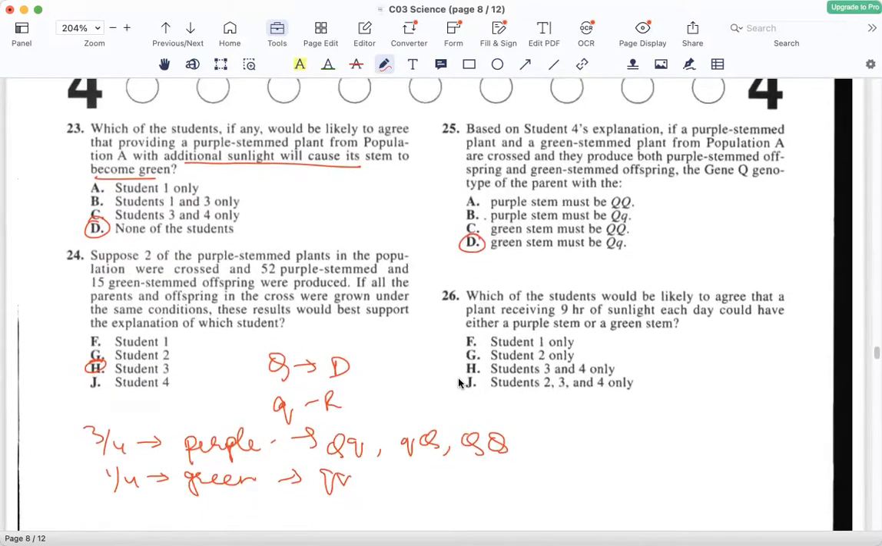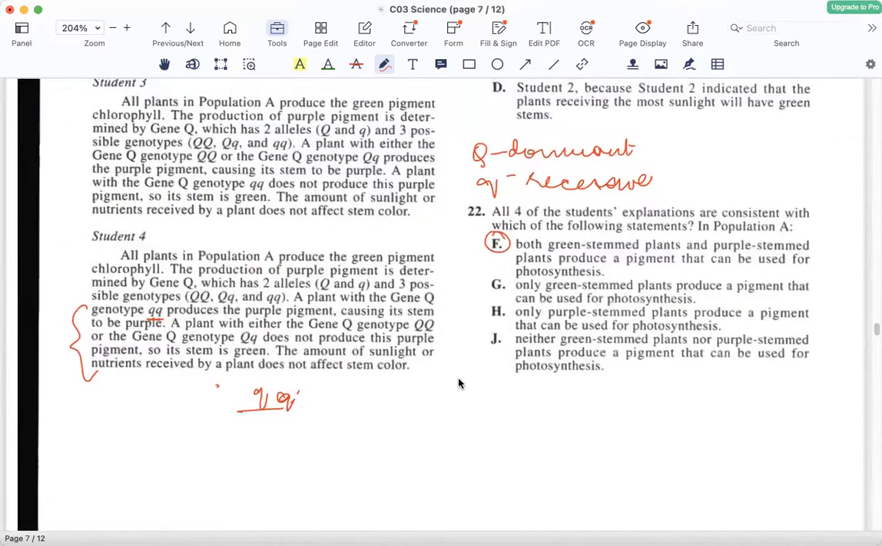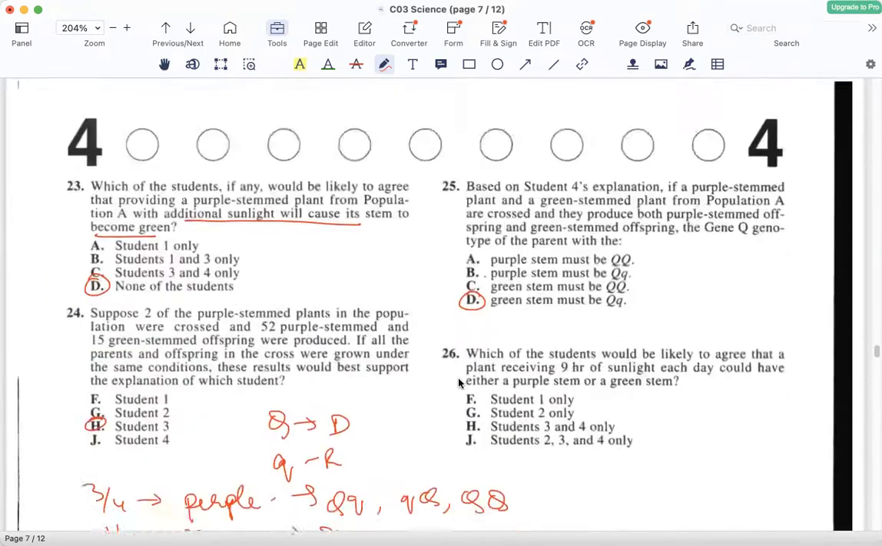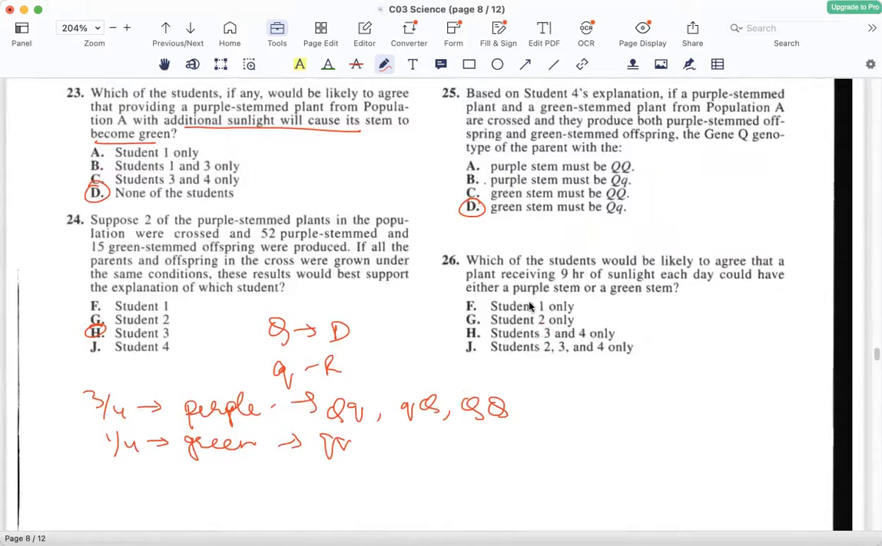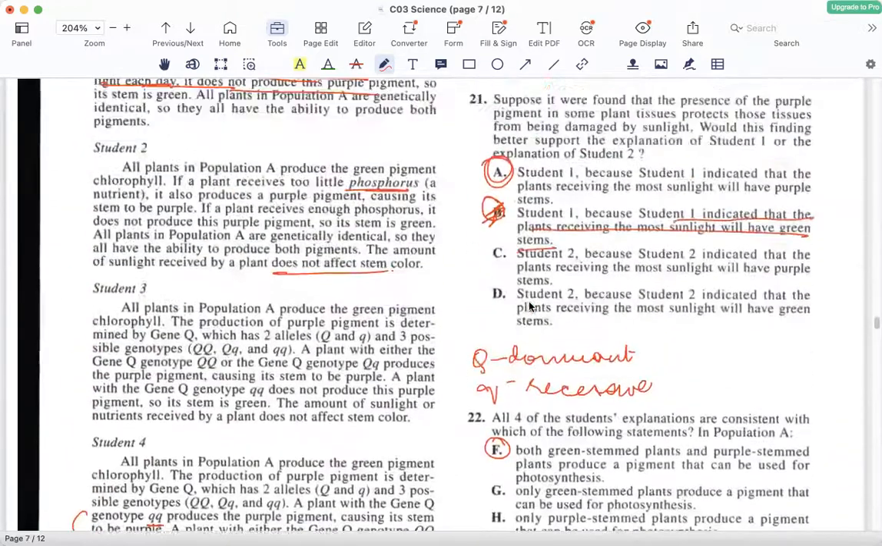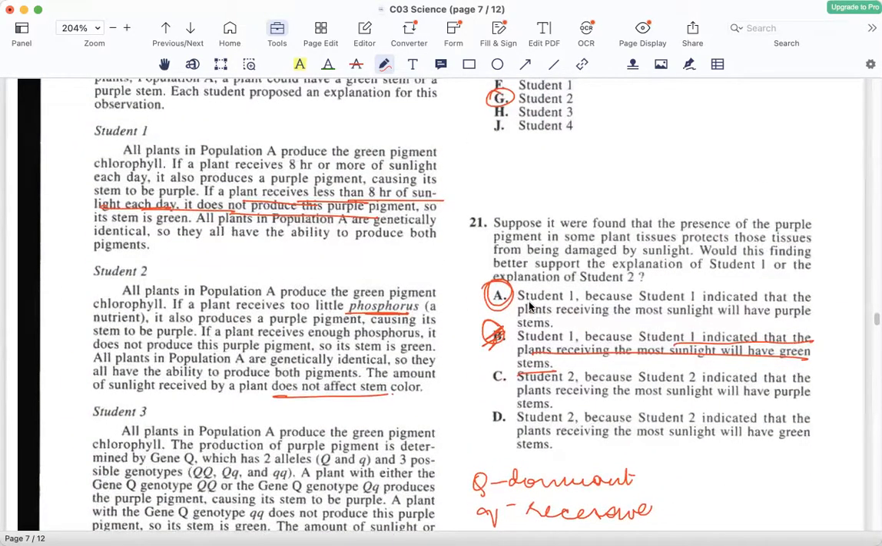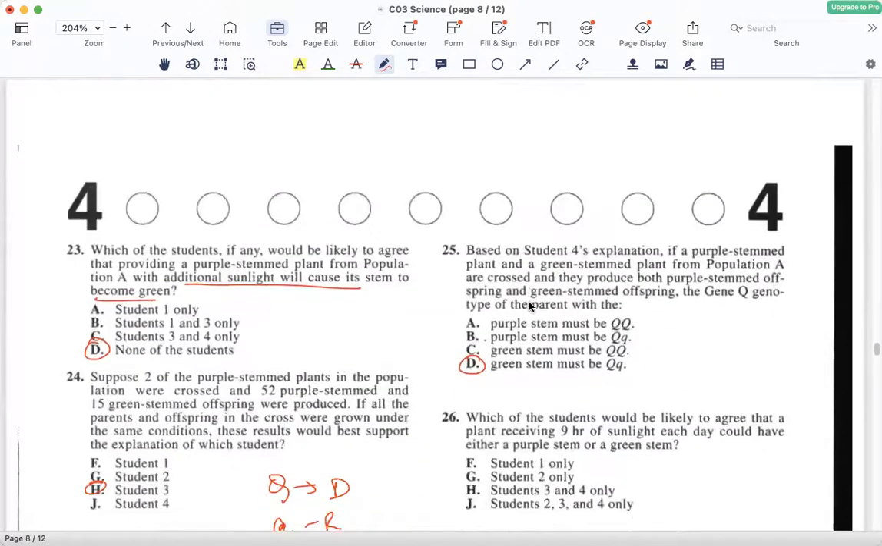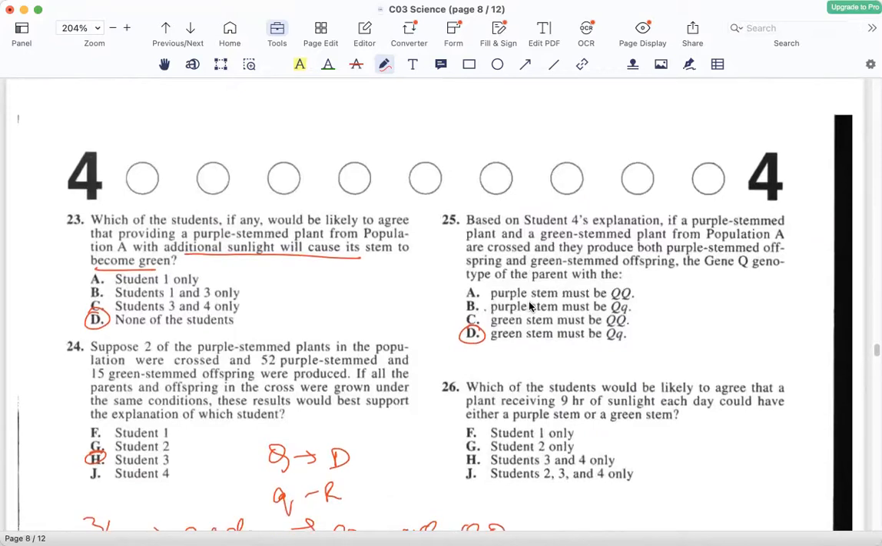Which of the students would be likely to agree that a plant receiving 9 hours of sunlight could have either a purple stem or a green stem? 9 hours of sunlight, right? So all 4 of them, because, yeah. No, 2, 3, and 4, sorry. Because what is the first one saying? No, first one is saying that it could have, right? If it is, it's purple. So it could have, yeah. So it would be, because first one doesn't agree that it can have green. So this.